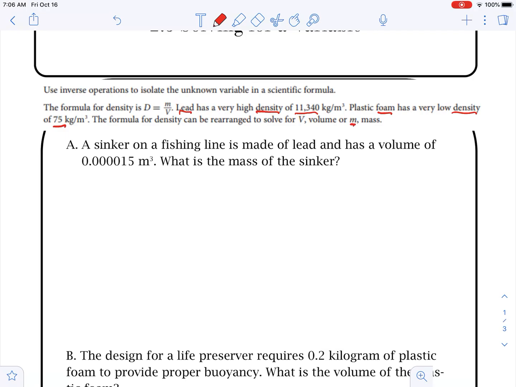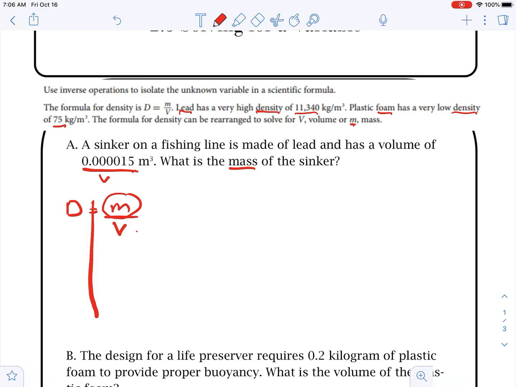It says the formula for density can be rearranged to solve for V or for mass. A sinker on a fishing line is made of lead and has a volume of this much. So here's our volume, that's our V. What is the mass? This is what we want to find. So we have the density is equal to mass over volume. We want to solve for the mass, so that's what we're trying to isolate.